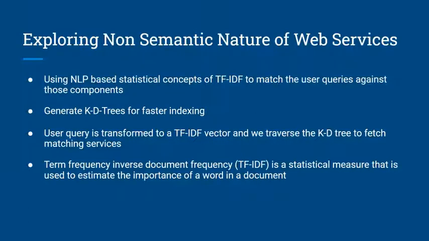Now, breaking down the GoDiscovery method. As we said, it takes TF-IDF to match the user queries against those components. And then once the TF-IDF is generated, it creates the KD trees based on those so that the user has quicker access to the search results. And then when the user is querying for a service discovery, it will traverse the whole KD tree to fetch the matching services.